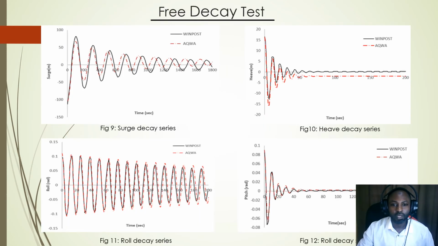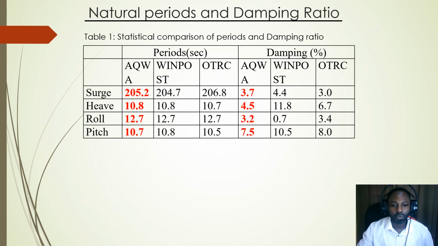And then for the free decay test, we have compared the results in 4 degrees of freedom, that is for surge, heave, roll, and pitch. So here, from this plot, you can also see the agreement is very good. And from those plots, we try to determine the periods and damping ratio.